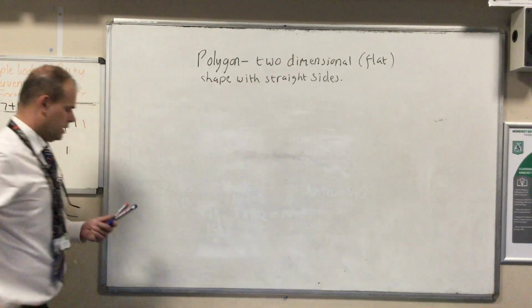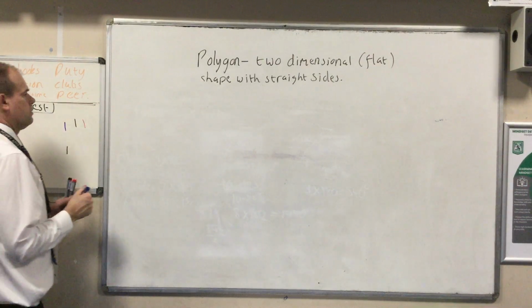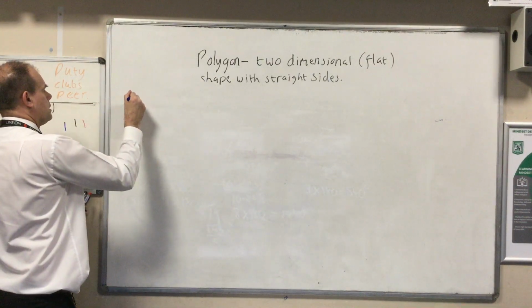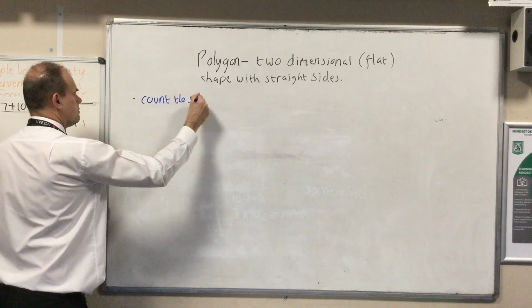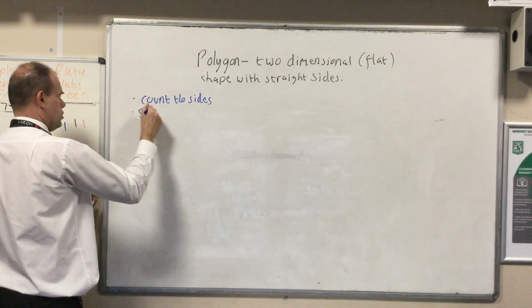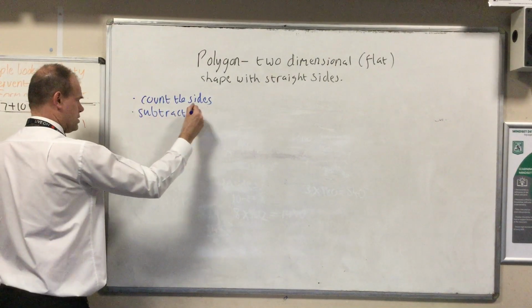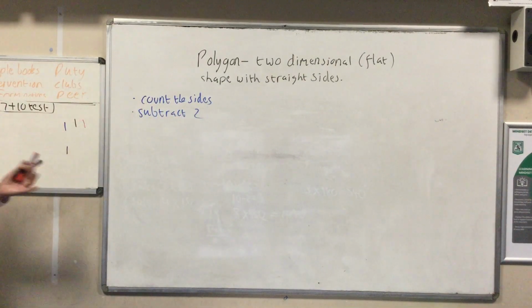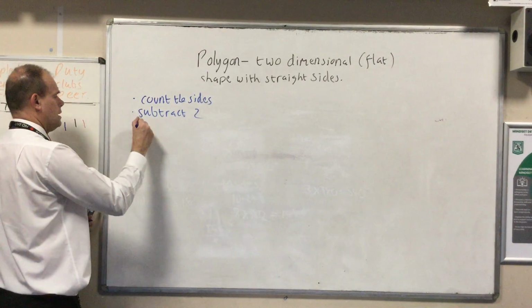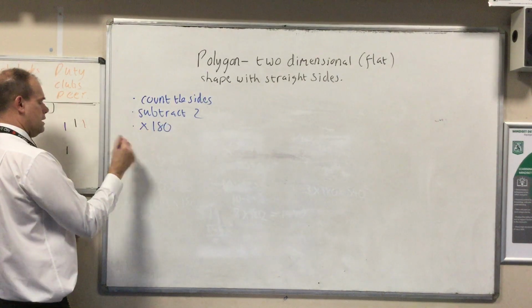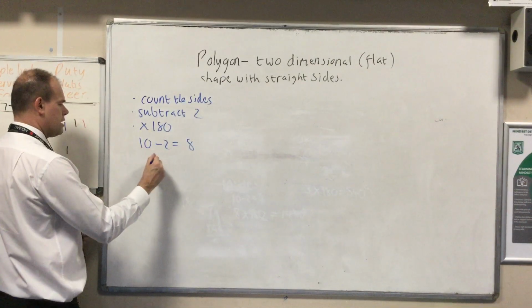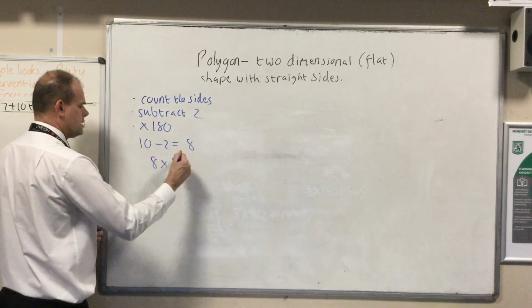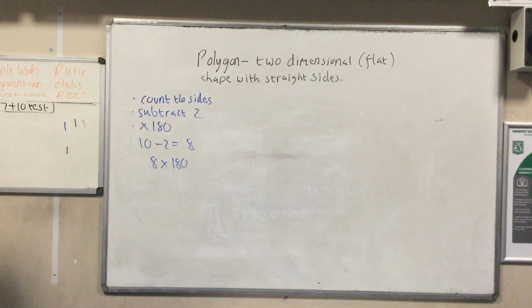how do we find the angles in a polygon? In a polygon, you count the sides, subtract 2. Why subtract 2? Because that little subtract 2 tells me from the number of sides how many triangles you can split it into, and then multiply by 180. So if you've got, say, 10 sides, take off 2, means you can split it into 8 triangles from one corner. 8 times 180, as I've just demonstrated, gives you 1,440 degrees.